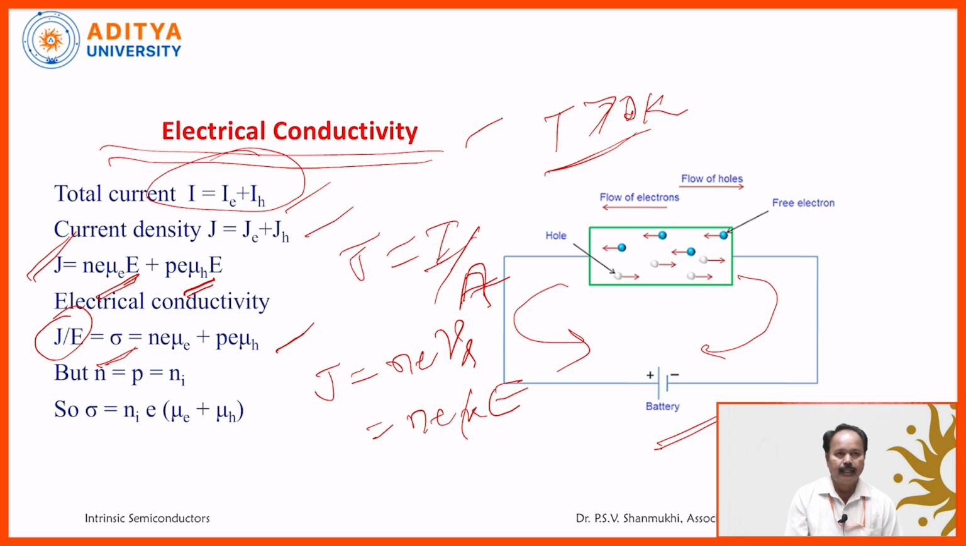But one thing we know, at any temperature, electron density is equal to hole density. N is equal to P, it is equal to Ni. So, on simplification, we get sigma is equal to Ni e into mu E plus mu H. What is this Ni? This is the intrinsic carrier concentration, intrinsic carrier density. Small e is the charge of the carrier, that may be electron or hole. Quantity is same. Electron charge is negative, hole's charge is positive. And mu E, mu H are mobilities of electrons and holes. This is the expression for the electrical conductivity in an intrinsic semiconductor.